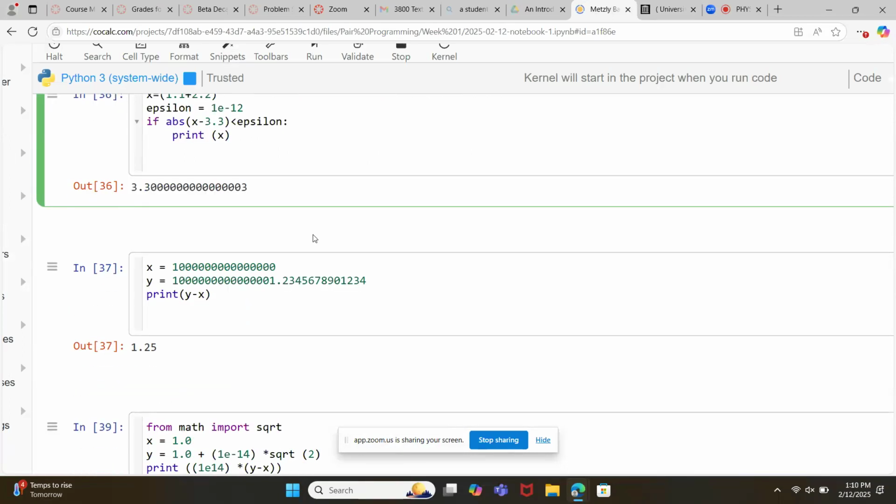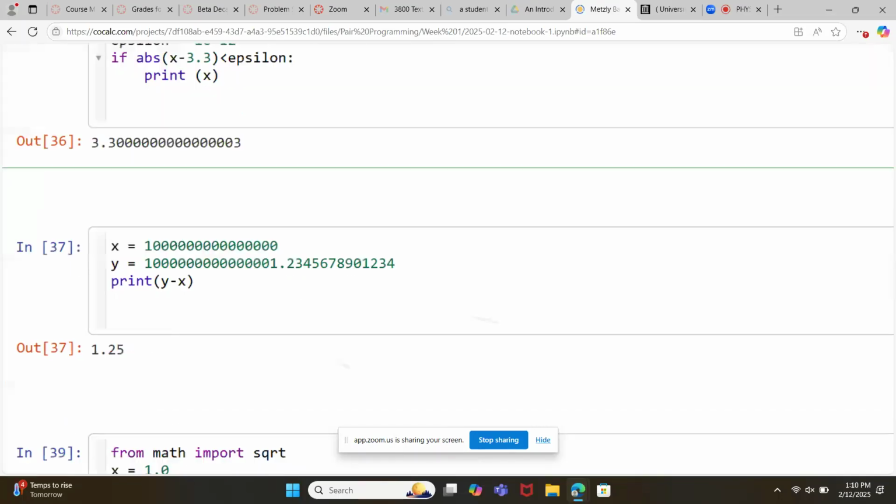I have two different values. So when you calculate y minus x, you get 1.25. So instead of this 16 significant figure accuracy, there's like a 7% fractional error, like in this case.